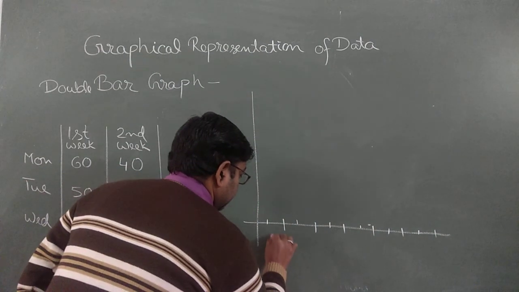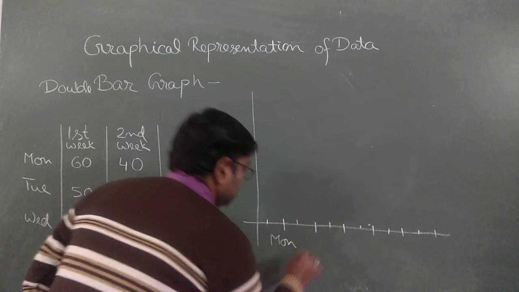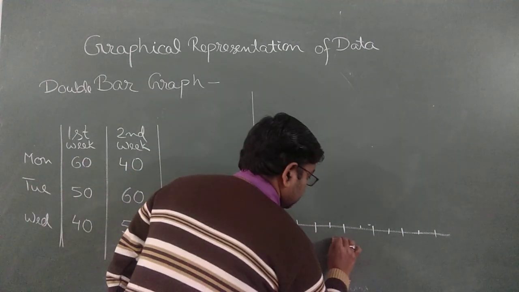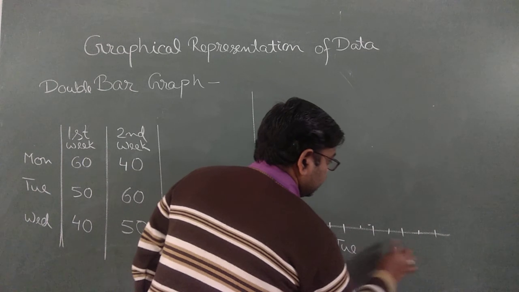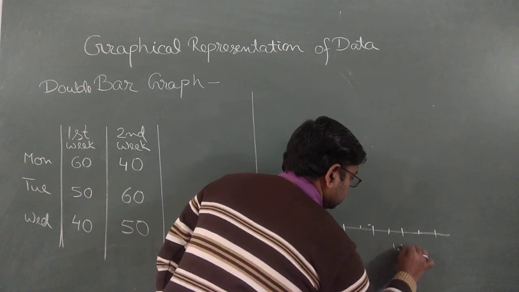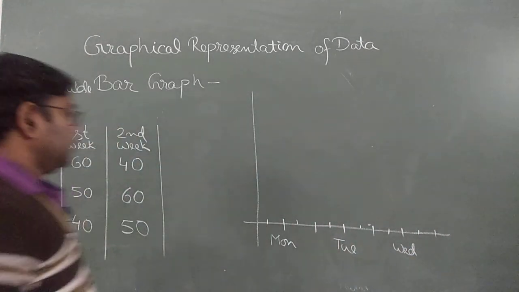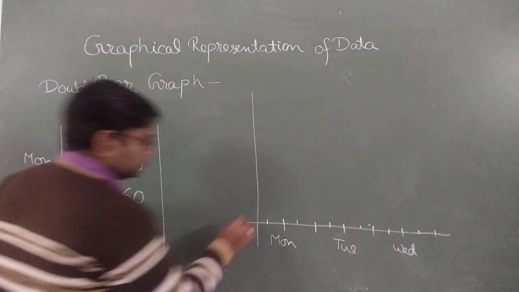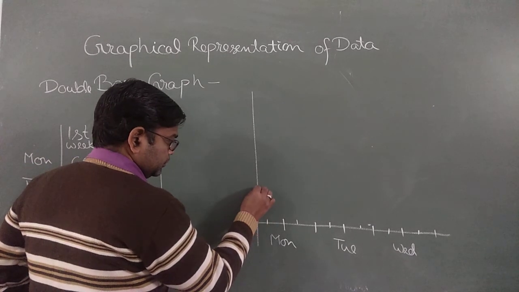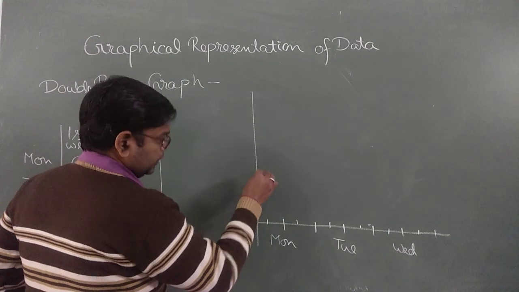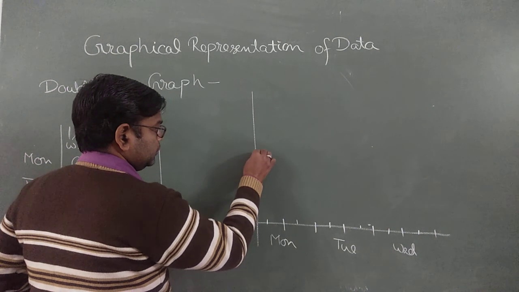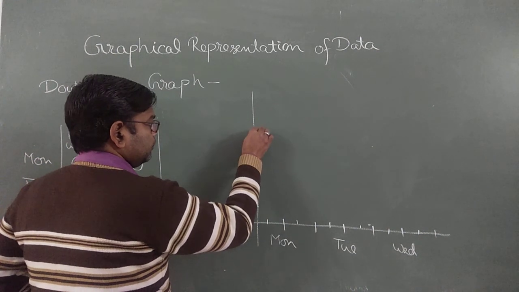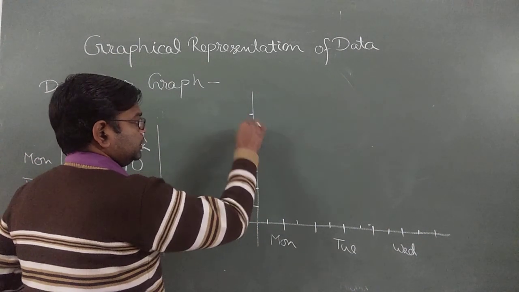This is for Monday, clear? Leave a gap. This is for Tuesday, leave a gap. This is your Wednesday. For the first week we represent 60. So these are all multiples of 10, so 10, 20, 30, 40, 50 and 60.